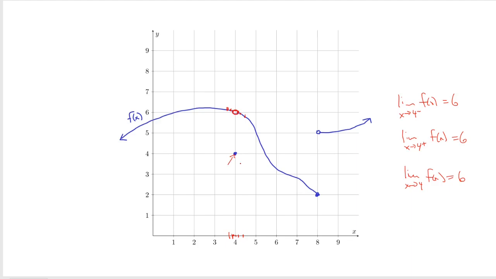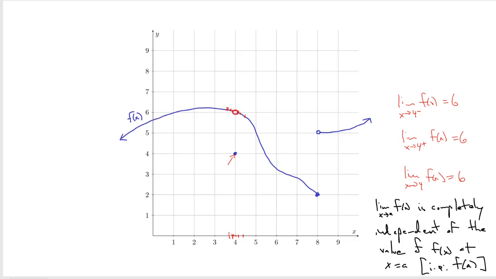I'll say it again. The limits have absolutely nothing to do with the function value at the point that you're taking the limit. In other words, if we're looking for the limit as x approaches 4, either a one-sided or a two-sided limit, it has nothing to do with the function value at 4. That's important enough that I'll scroll it here. The limit as x approaches a of the function is completely independent of the value of f of x at x equals a. In other words, the value f of a.